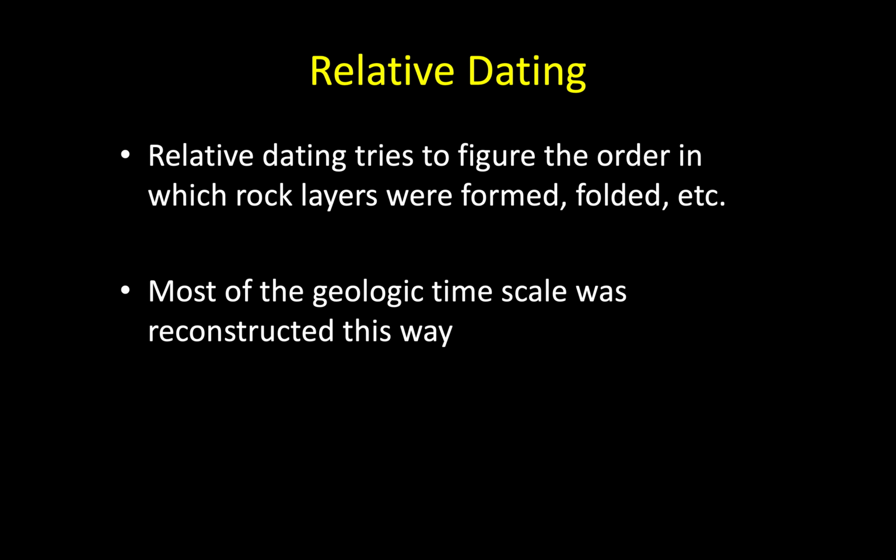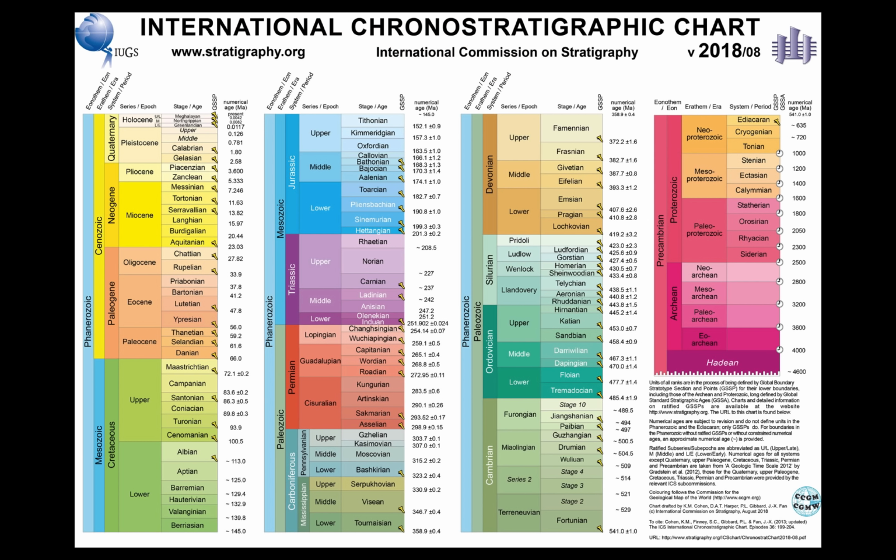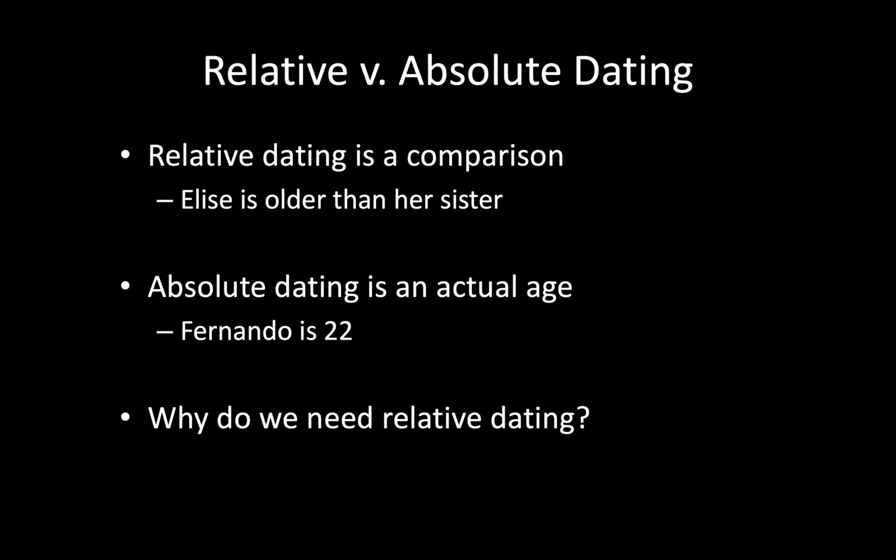So relative dating. Relative dating tries to figure out the order in which rocks were formed. Most of our geologic time scale, which you probably haven't seen before, and that's okay, we're going to look at it today, was reconstructed this way. So this is the 2018 version of the geologic timescale. On the left bar, you can see the bright yellow Quaternary Neogene. That's where we are most recently. All the way down into that pink on the lower right-hand part, the Hadean, the Archean, that's the very earliest part of Earth's history. So this has actually been constructed using relative dating, and we'll show you what that means.